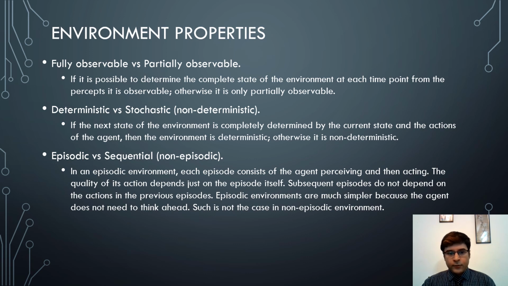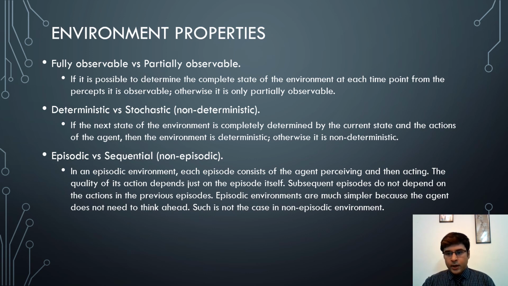The second one is deterministic versus stochastic or non-deterministic, which states that if the next state of the environment is completely determined by the current state and the actions of the agent, then the environment is deterministic, otherwise it is non-deterministic. Here, deterministic simply means that each attribute change of the environment is solely dependent on the action of the agent, and non-deterministic means that the environment does not depend on the actions of the agent alone and can change on other factors. I will take an example here.